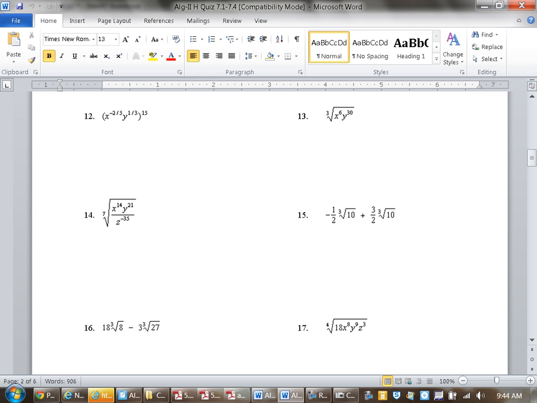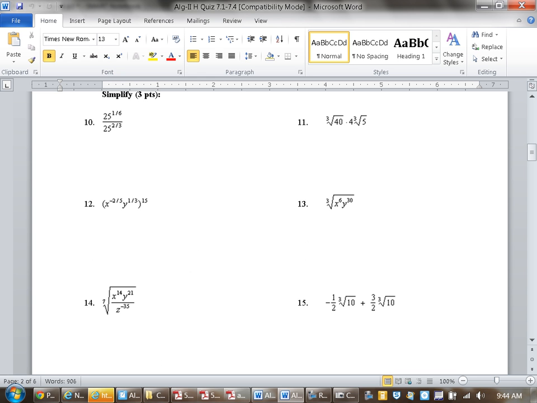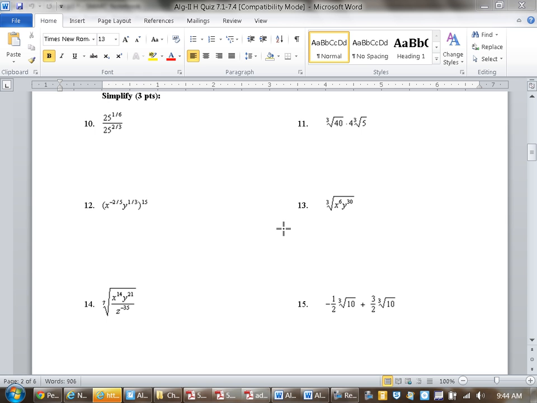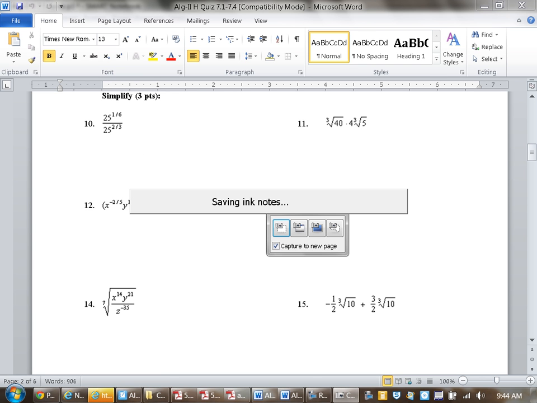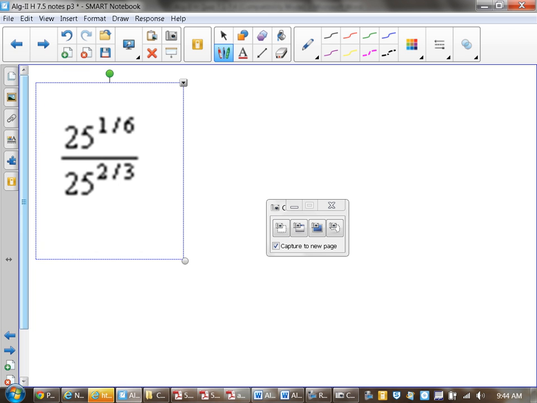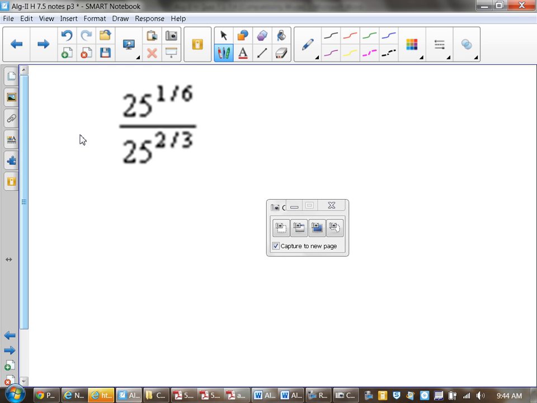Also, what else was on this side here? I want to make sure. When you are simplifying radicals or simplifying exponents that have numbers, the numbers do not disappear, ladies and gentlemen. The numbers do not disappear. When I look at this, I have 25 to the 1/6 and 25 to the 2/3. Do those have the same bases? Their bases are both the same. They're 25. Who wins in the battle, 1/6 or 2/3? 2/3, because that's the same thing as saying 4/6.